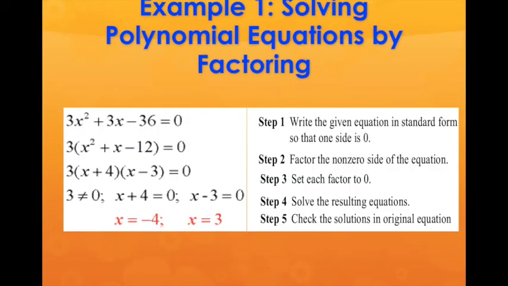Example 1. Solving polynomial equations by factoring. As we can see here, the equation must be equal to 0. Then, factor out the common factor, which in this case is 3. Then we shall set each factor to 0, forming equations x plus 4 equals 0 and x minus 3 equals 0, resulting in x equals negative 4 and x equals 3. We can check the solution by subbing into the original equation.